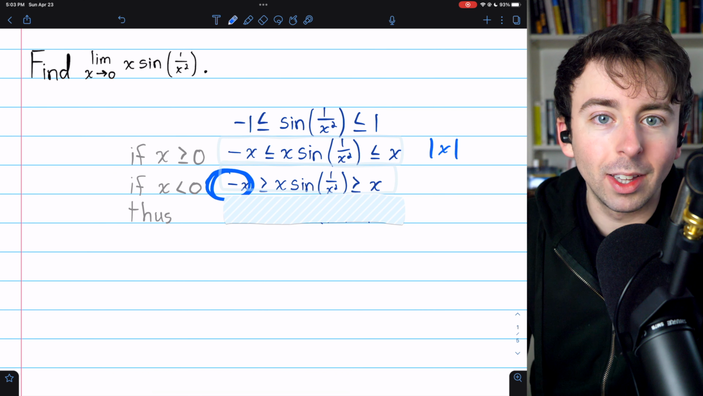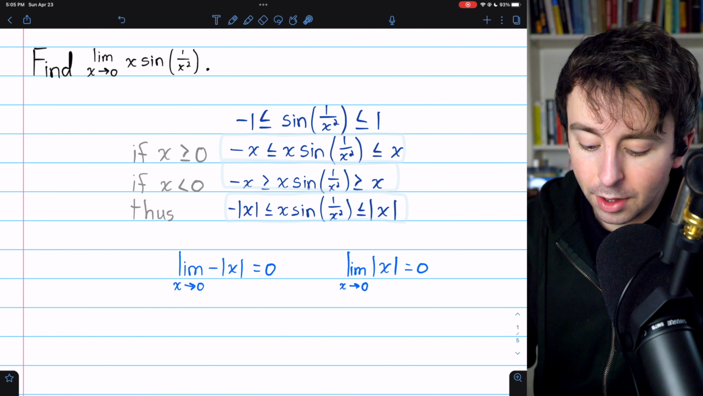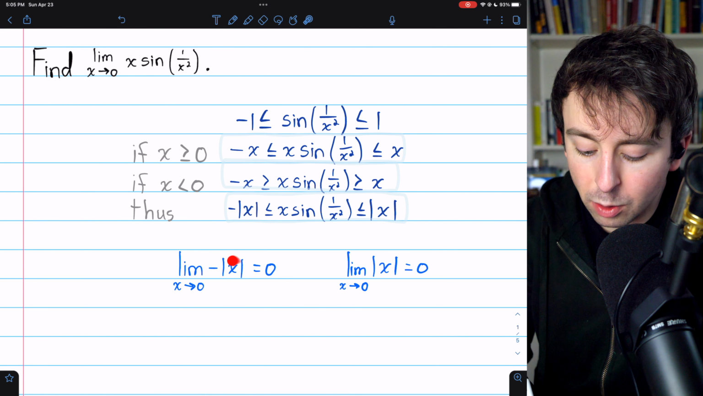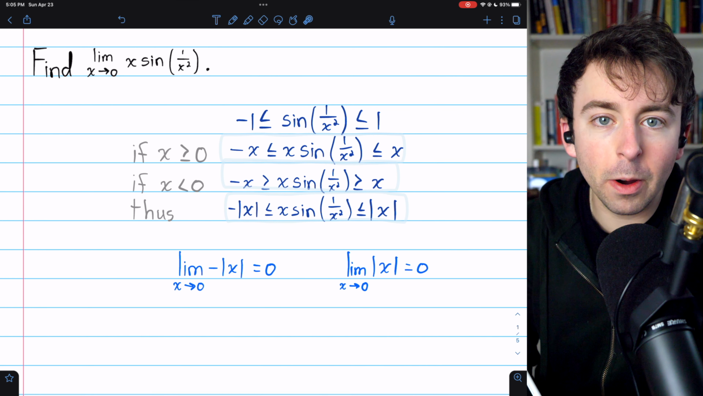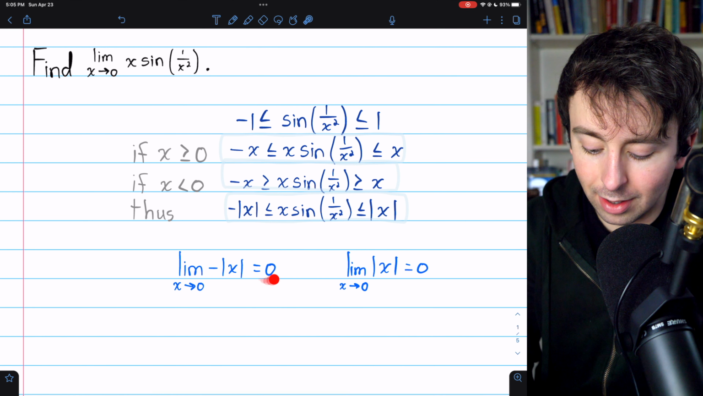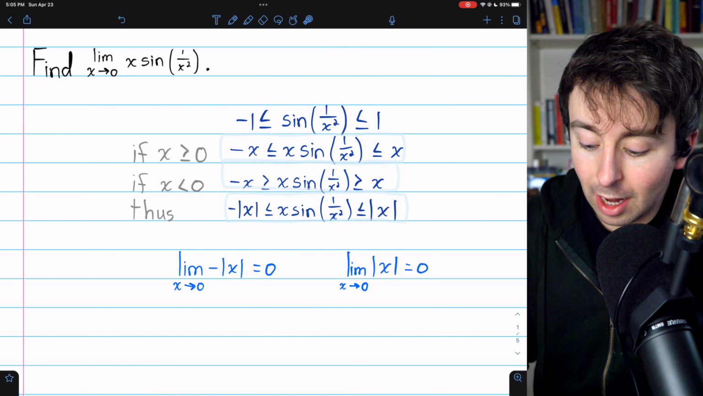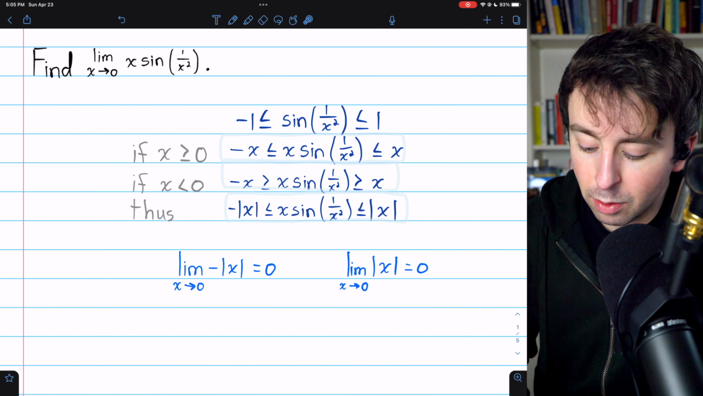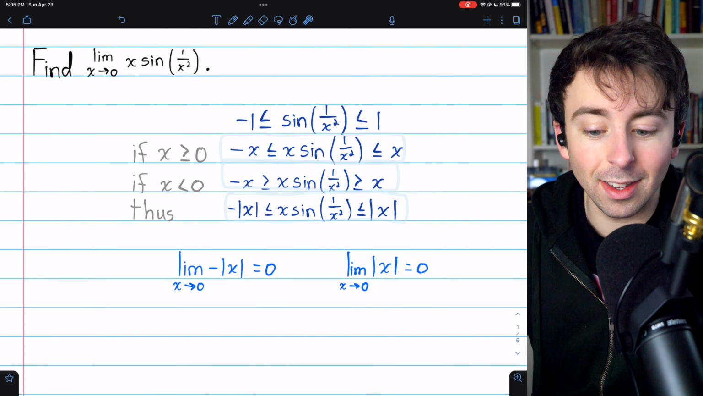And now we can apply the squeeze theorem. We have our function x sine of 1 over x squared bounded between two functions. So we evaluate the limits of the lower function and the upper function as x approaches 0. The limit of negative absolute value of x as x approaches 0, well, absolute value is continuous. We can just plug in 0, and of course, this limit is equal to 0. Same thing on the right. The limit of the absolute value of x as x approaches 0 is 0.